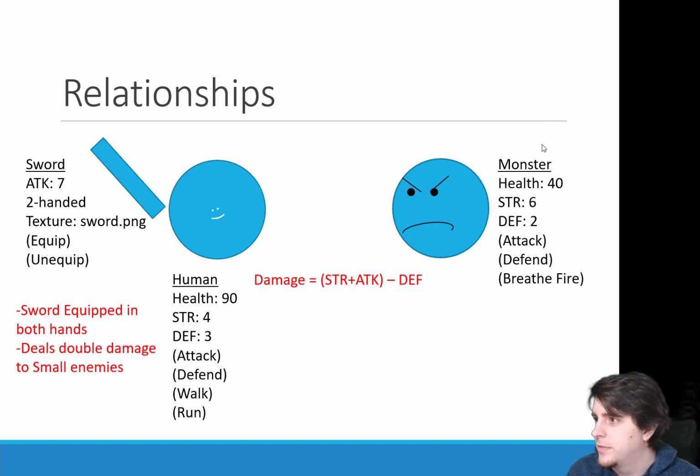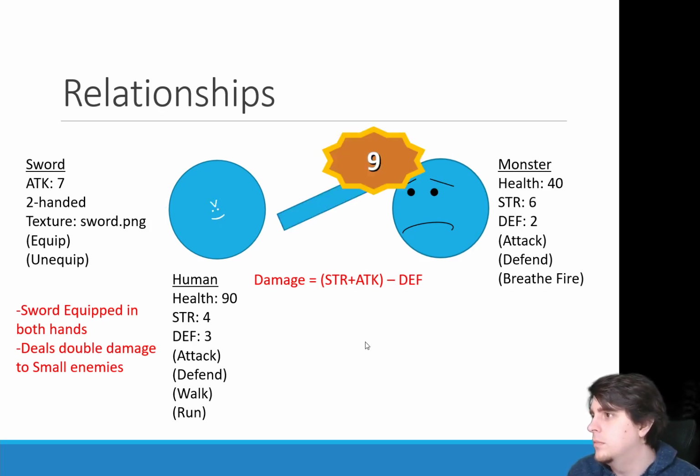You will note that this monster does not have the property small, so unfortunately we won't see the effects of that. But again, we can use the power of math and say, okay, well, let's come up with our own simple damage formula. Damage is character's strength plus our weapon's attack minus the defense of the target. So here we see, our sword has 7 attack, we got 4 strength for a total of 11, but then our monster has a defense of 2, so that's going to give us, boom, 9 damage.